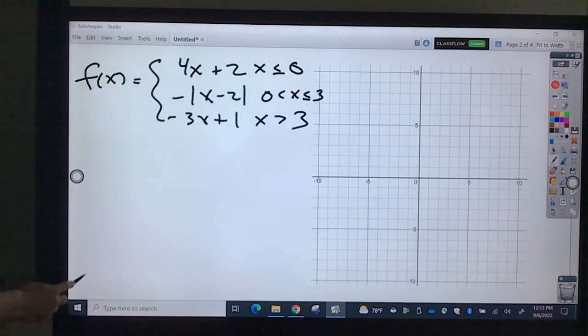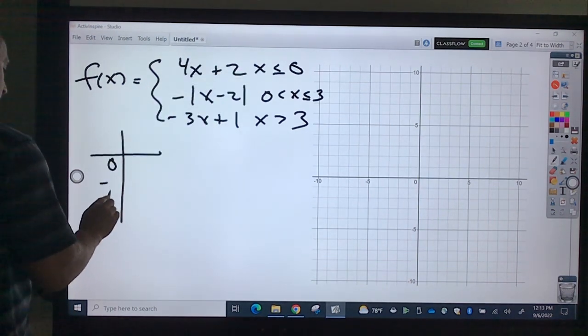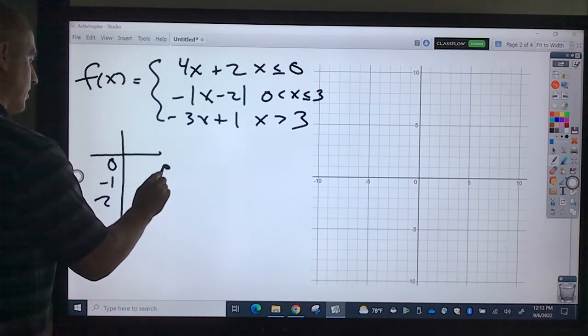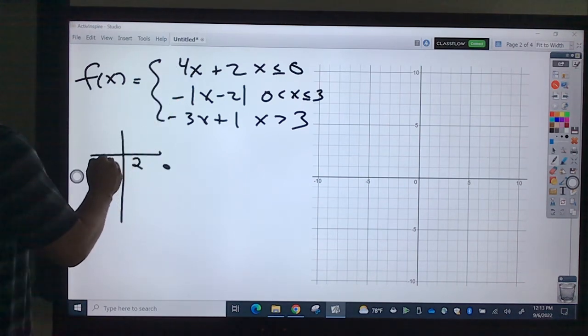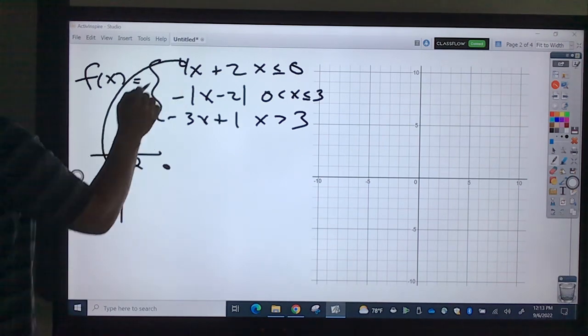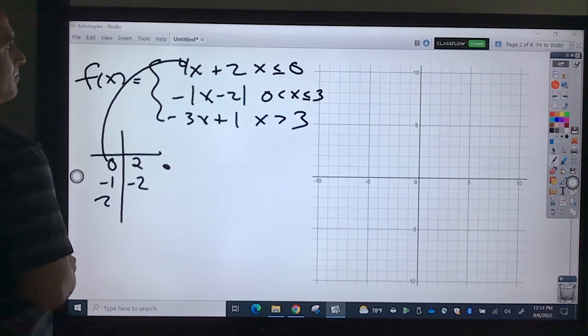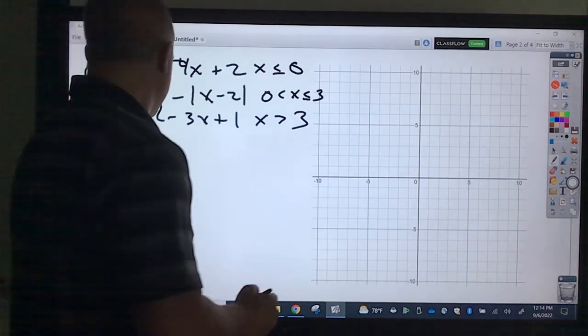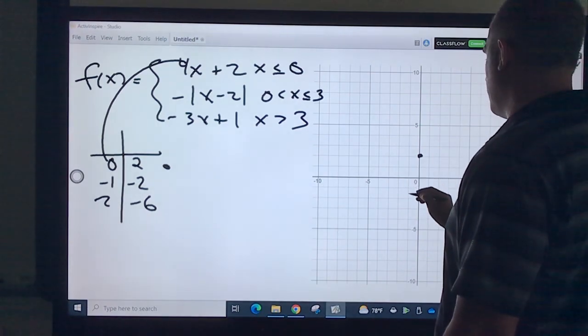Okay, so what I've got here is less than 0, so 0, negative 1, negative 2, and we're going to start with a closed circle there. That would be 2. Negative 1 times 4 would be negative 4, plus 2 would be negative 2. Negative 2 times 4 would be negative 8, plus 2 would be negative 6. So 0 over 2 up, negative 1 over, negative 2 down.